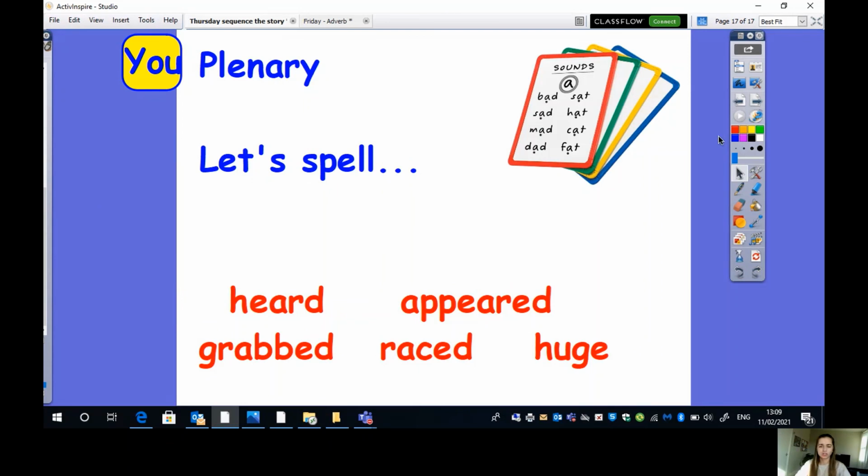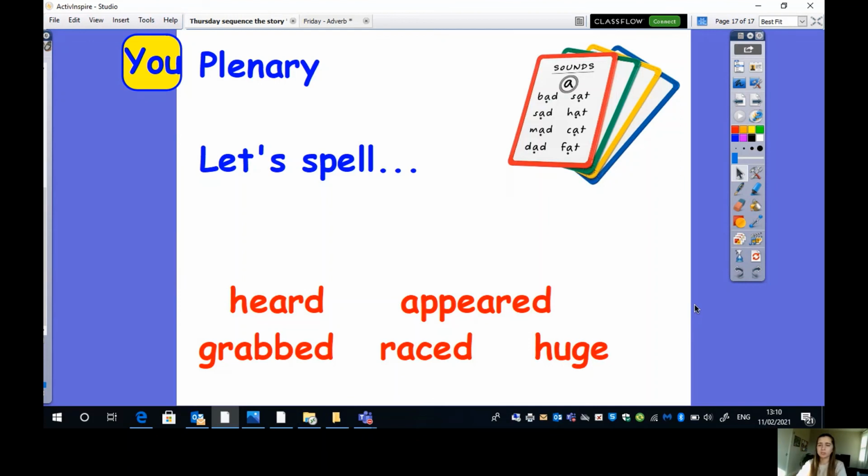Now that you have finished your task, you are ready to do the challenge. Our challenges today is to practice spellings. Today our spellings are heard, appeared, grabbed, raced and huge. So these are words from our resolution. So I want you to practice writing down these words so you're really confident at spelling those.